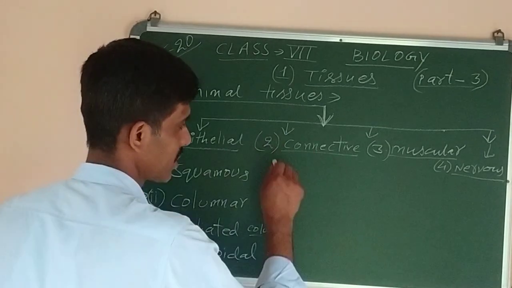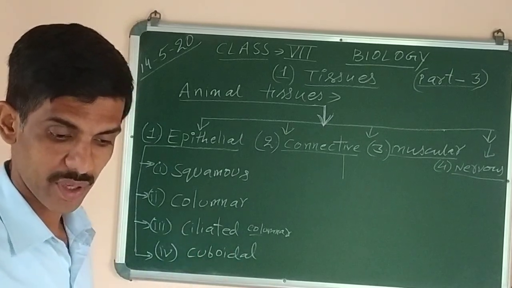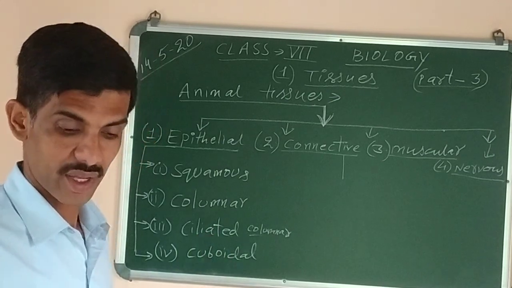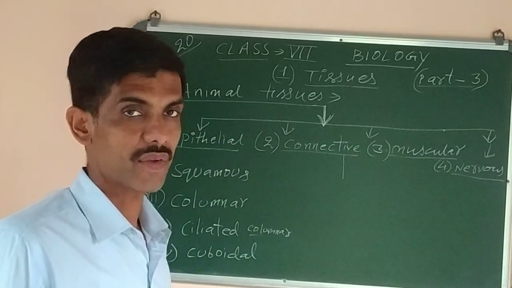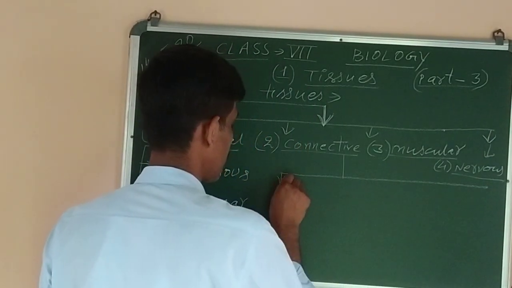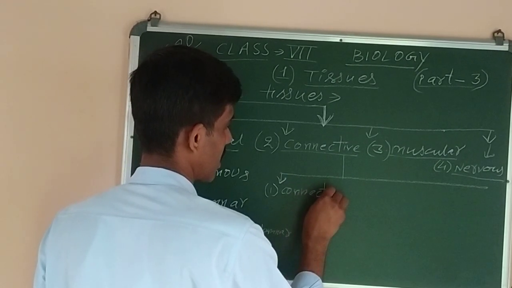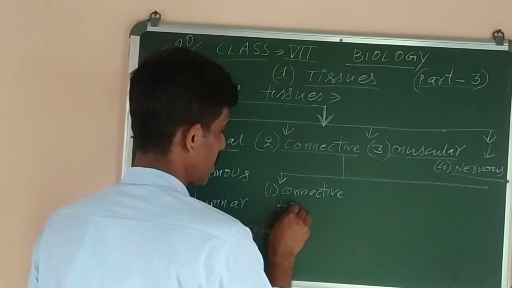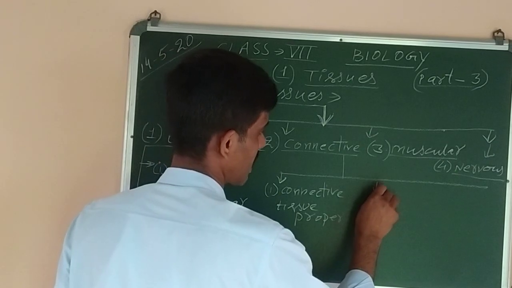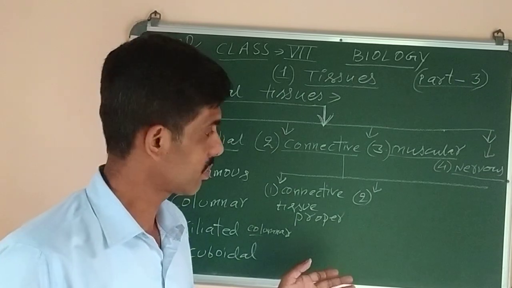Now the next one is connective tissue. Connective tissue is quite big. We need a bigger space to draw all the different types of connective tissues. It is divided into 3 types: connective tissue proper, supportive connective tissue, and fluid connective tissue. So 3 different types of connective tissues are there. First one is connective tissue proper, PROPER. And the second one is the fluid connective tissue, that will be done at last.